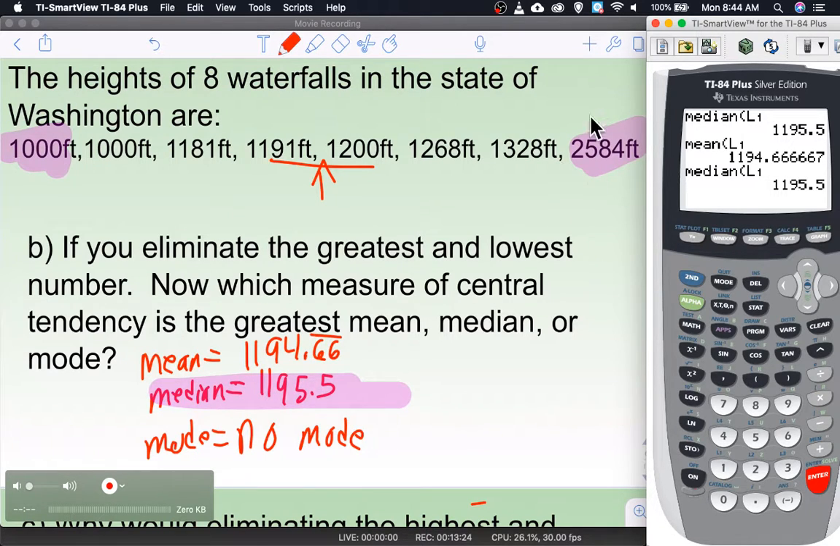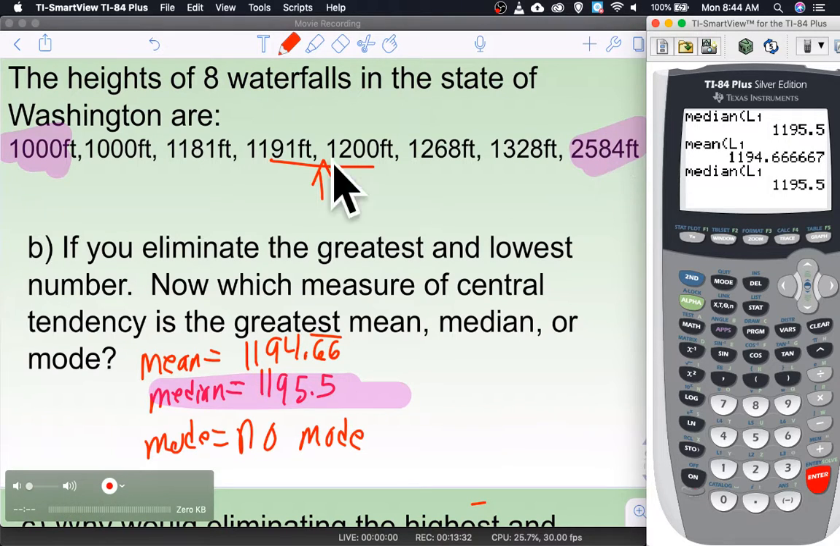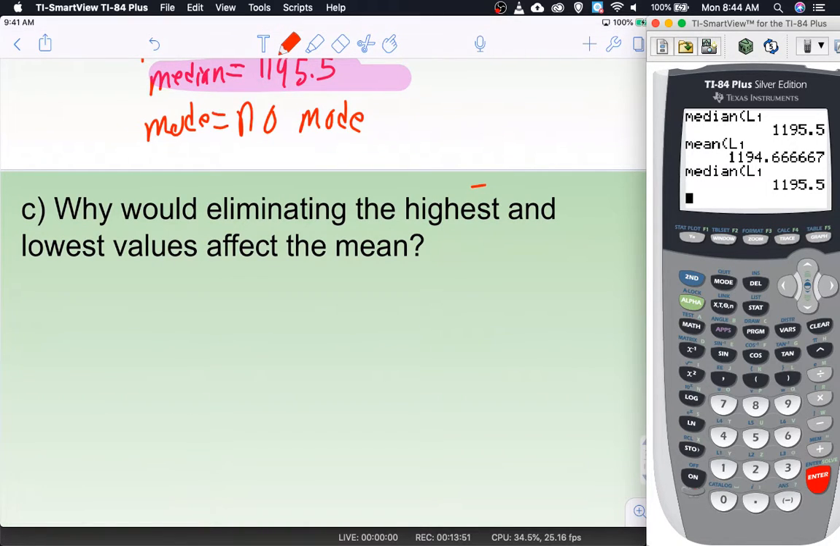So this one outlier here brings the mean of all of these values up. So by eliminating it, we didn't even have to eliminate the smallest one, but by eliminating this one, it makes our mean and our median much closer together. And I don't know exactly what you'd write for that, but maybe it eliminated an outlier.